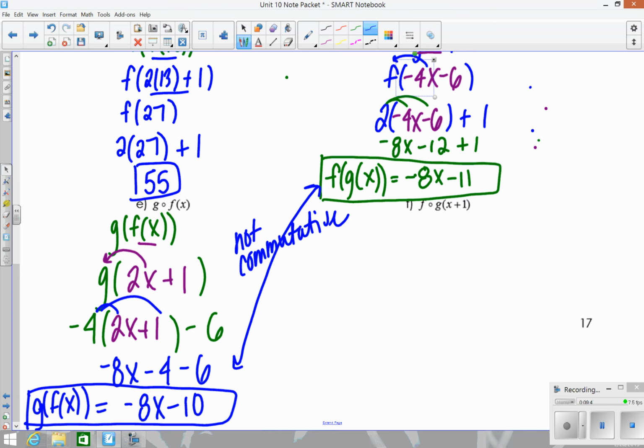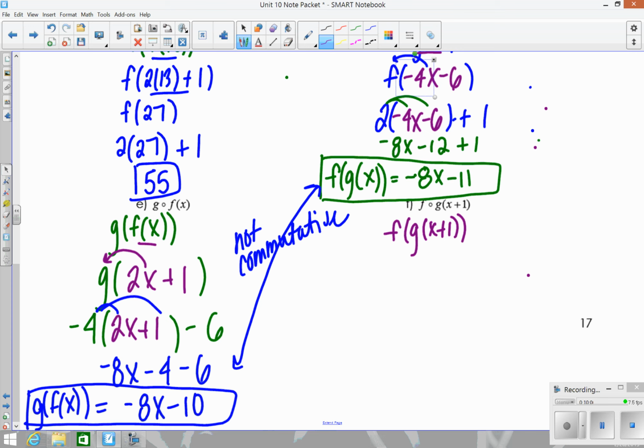So that kind of just verifies for you that you don't get the same result. So changing the order does matter. So let's look at this last one. We have f of g of x plus 1.